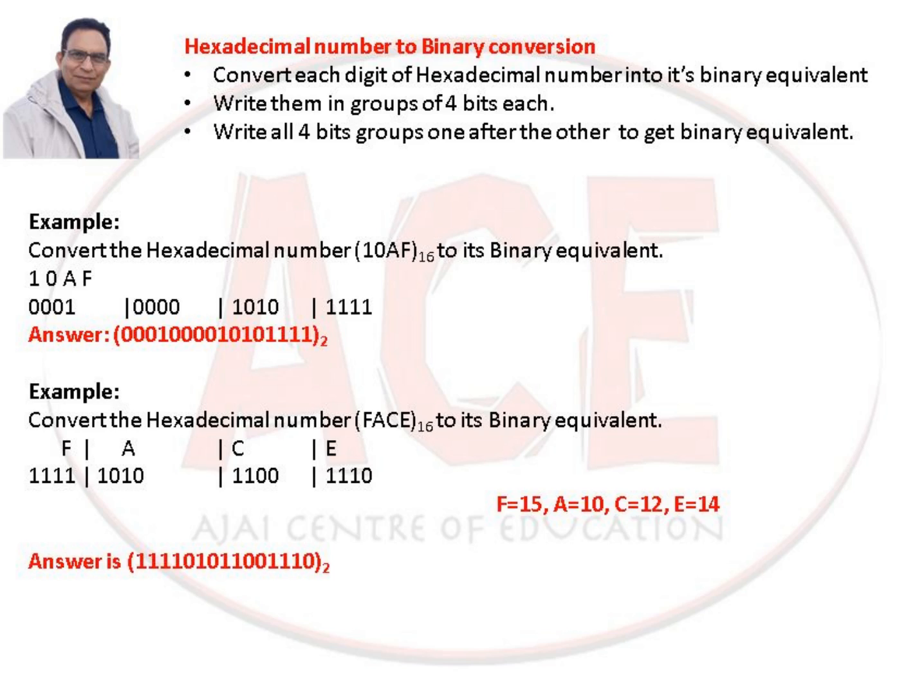Another example to help you understand how it can be done. Convert the hexadecimal number FACE base 16 to its binary equivalent. F has the binary representation 1111. A is 1010 and C is 1100. E is 1110. So, putting these together, we get the corresponding binary number.